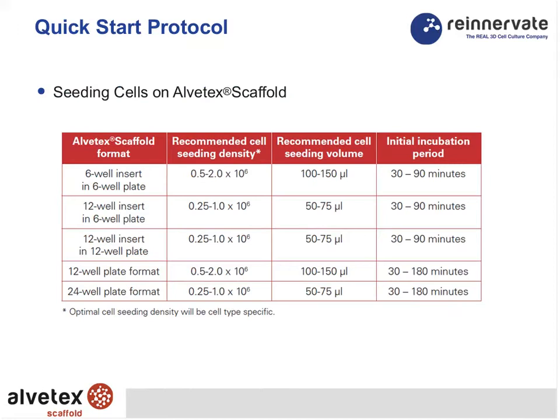Here is an example of the kind of data you will find in the Quick Start protocol. Dan will go through this in more details in a little while, but just for now, we'll just have a quick look. You can find ranges of recommended cell densities, as well as feeding volumes, and this for all of our formats.